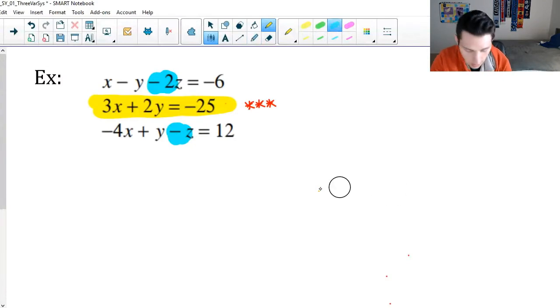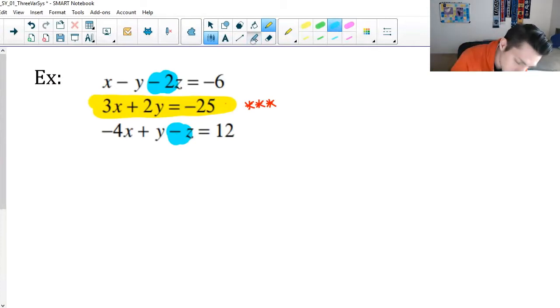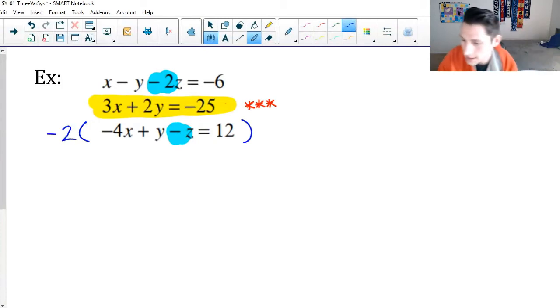So you might remember from elimination, we want those coefficients to be the same value, just opposite sign, one positive, one negative. So what I need to do is multiply one of the equations by something so that I'll have that, okay? Or maybe multiply both. But in this case, we only need to do one. I'm going to take this third equation and multiply the entire thing by -2.